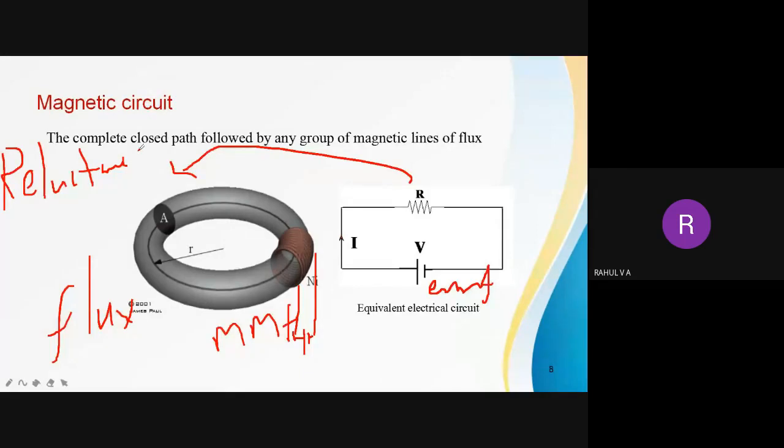So I think now you've got some idea about magnetic circuit. First we have defined what are magnetic lines of force. They are the lines of force around a magnet which start from the north pole and reach the south pole through the surroundings, and from the south pole go back to the north pole. That is magnetic lines of force. They never intersect each other.